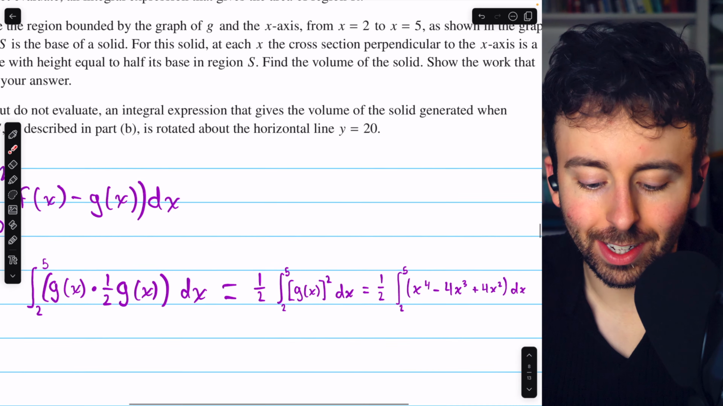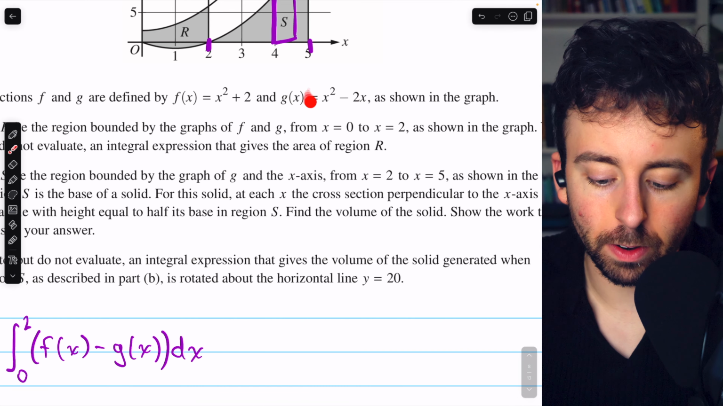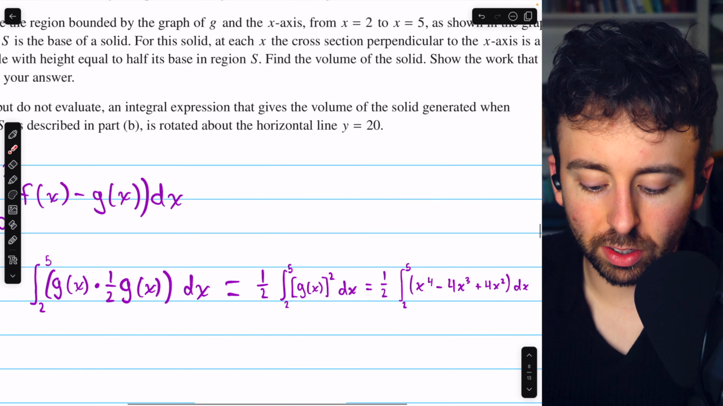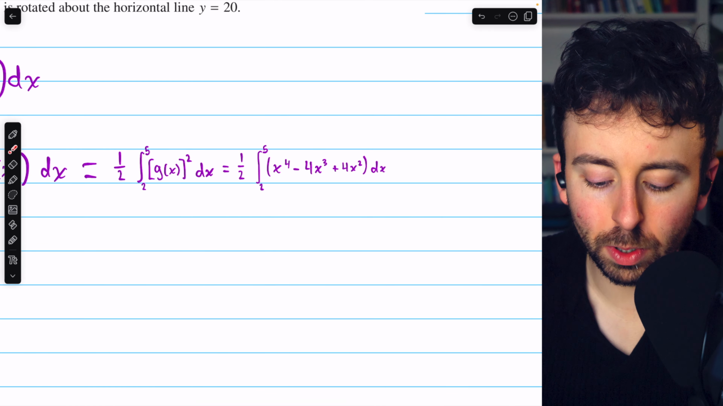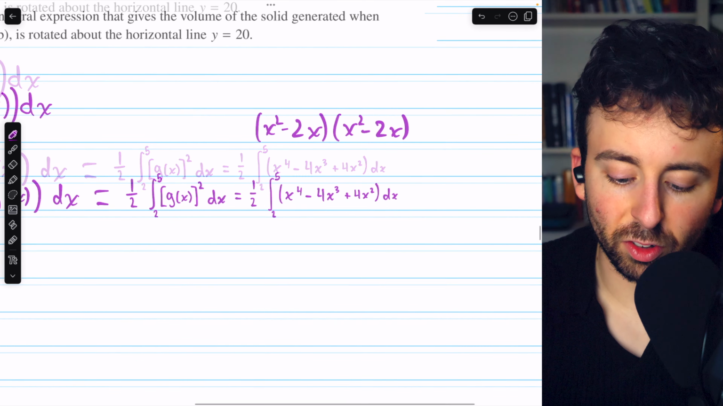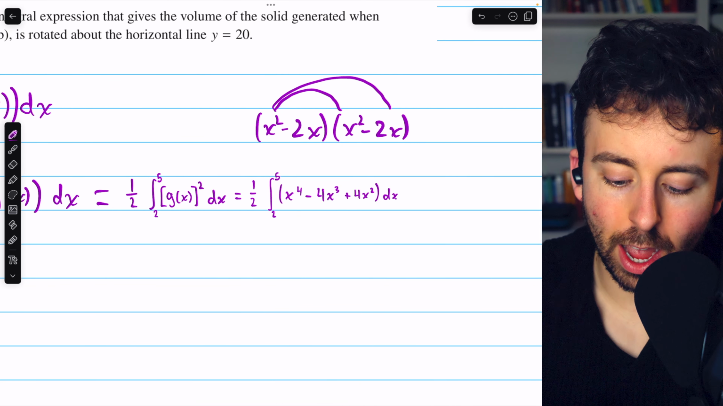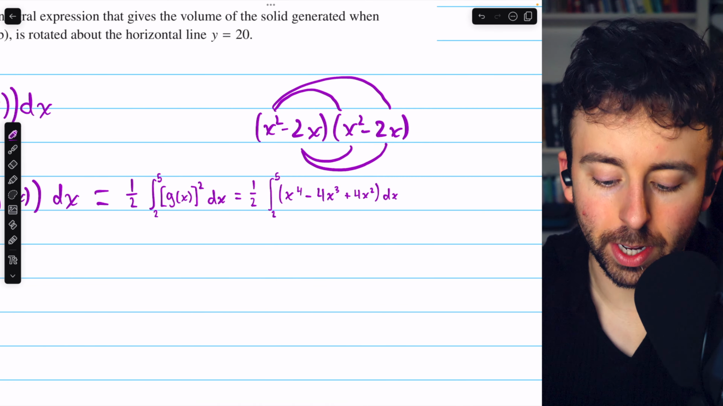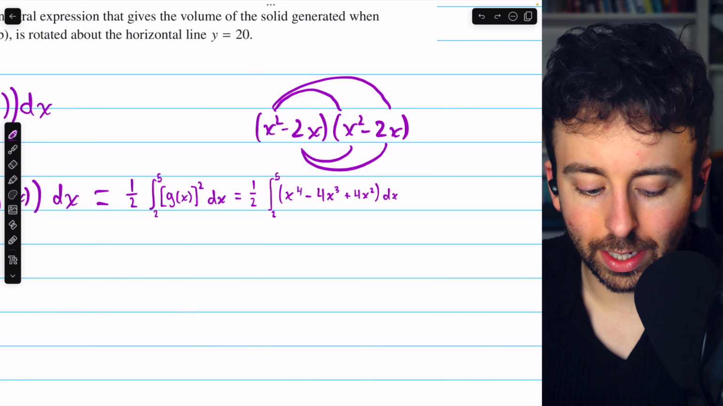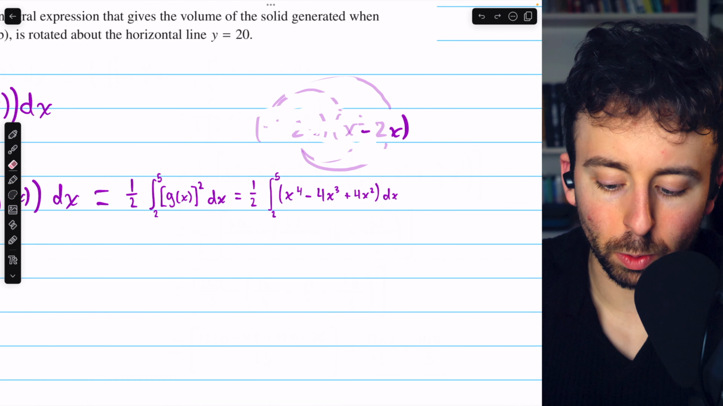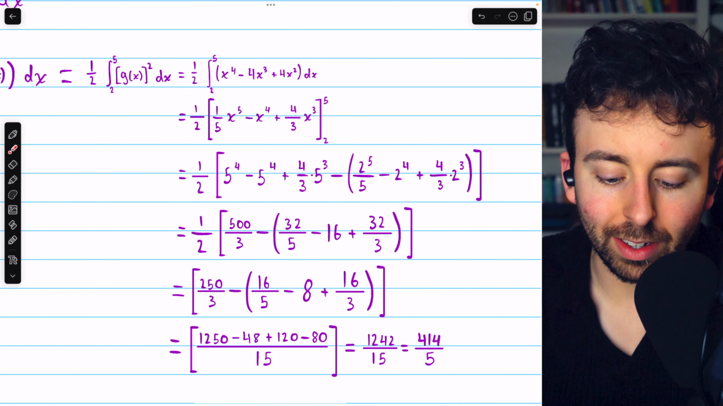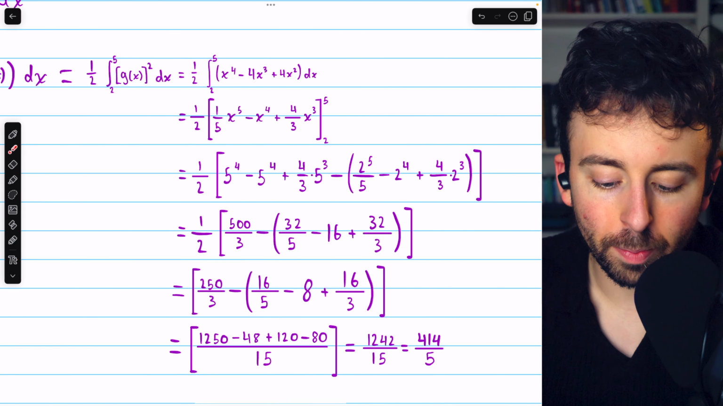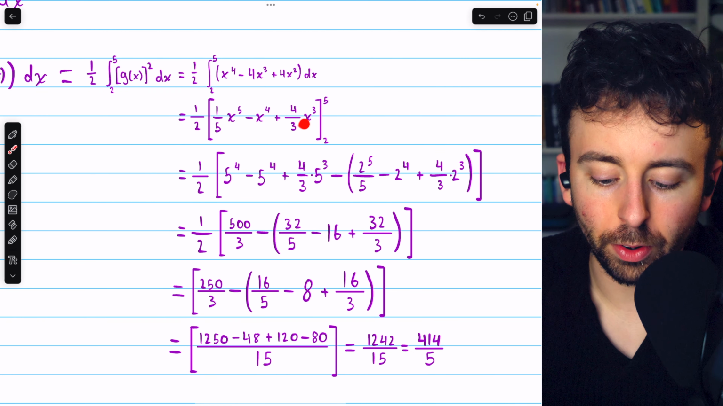At this point, we can recognize that g of x is x squared minus 2x, and so we just have to square that, which would give us x to the 4 minus 4x cubed plus 4x squared. That's just doing x squared minus 2x times x squared minus 2x and distributing. That gets us here. Now, integrating this is straightforward. We just have to use the power rule. And it leads to this long line of calculations. x to the 4 integrates to 1/5 x to the 5, minus 4x cubed integrates to minus x to the 4, and 4x squared integrates to 4/3 x cubed.